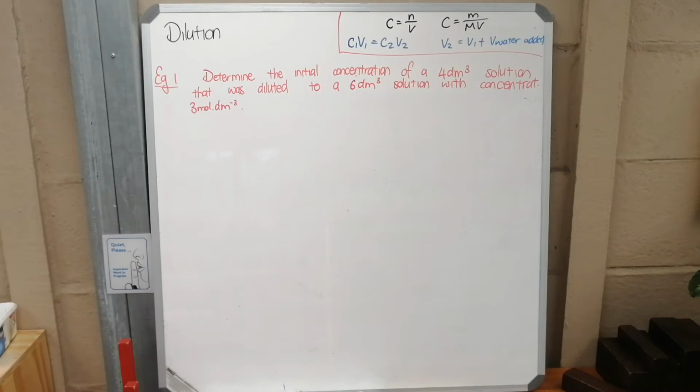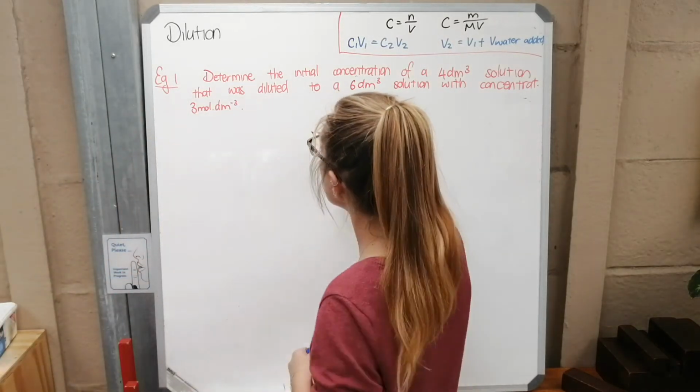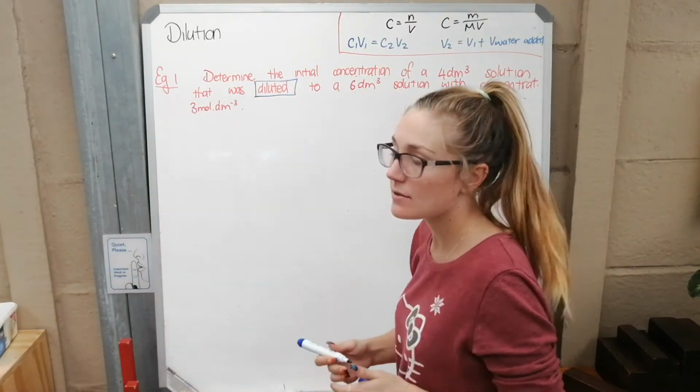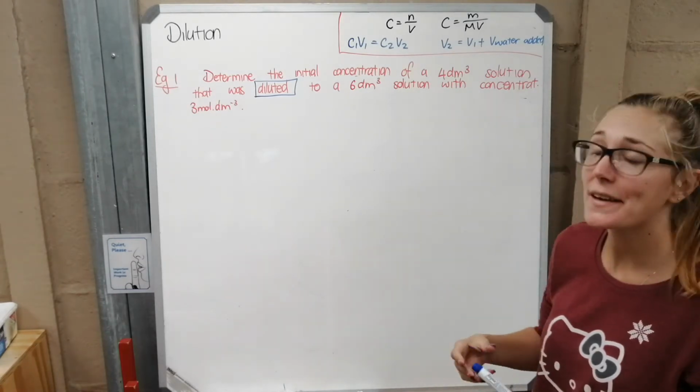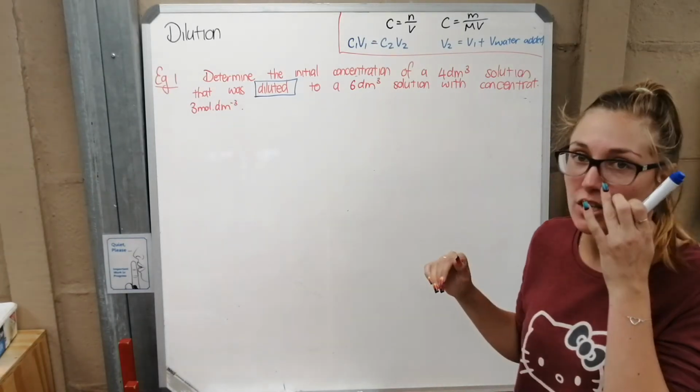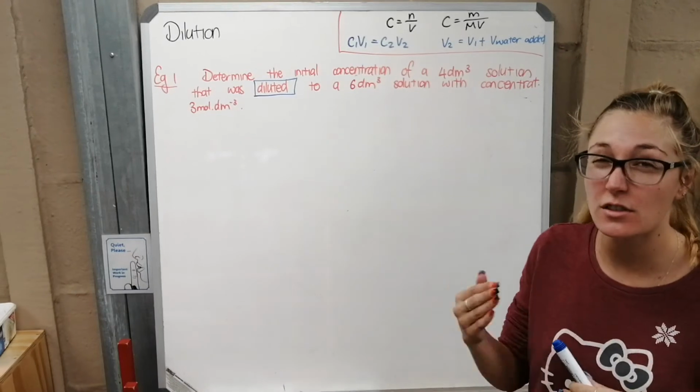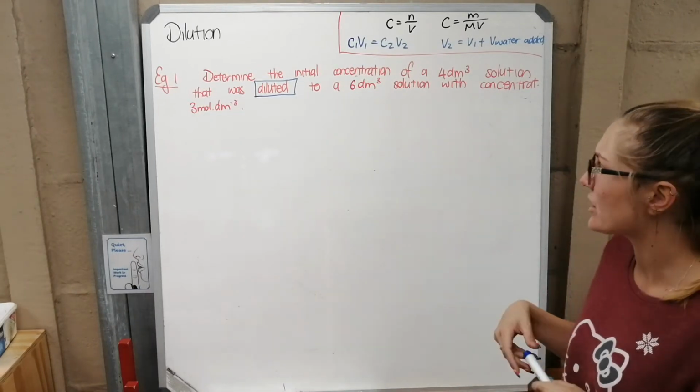Okay guys, so here's our first example. We're going to determine the initial concentration of a 4 dm cubed solution that was diluted to 6 dm cubed with a concentration of 3 moles per dm cubed. So first off, we see the word diluted, which is a massive hint that this is a dilution question. They won't always say the word diluted though. So the next question I'll give you, I'll leave that out, and you've still got to try and figure out the fact that it is a dilution question.